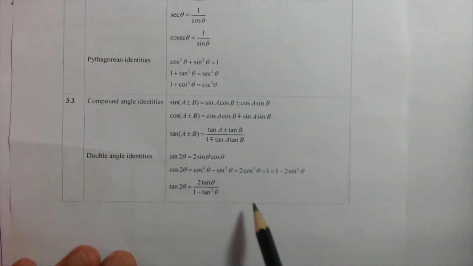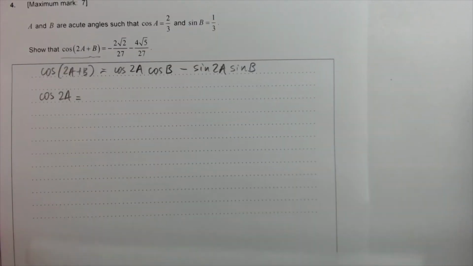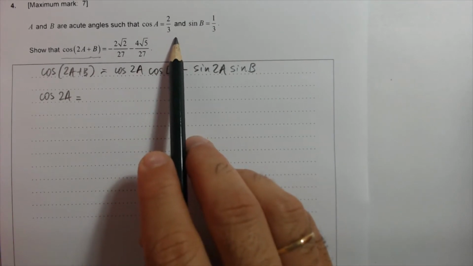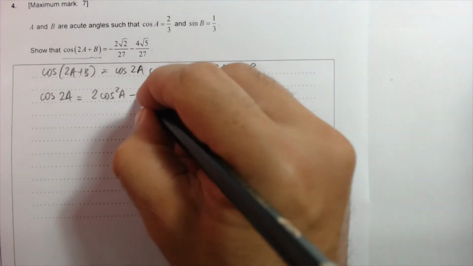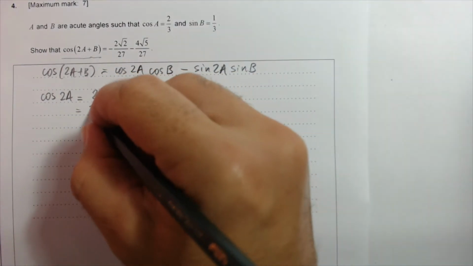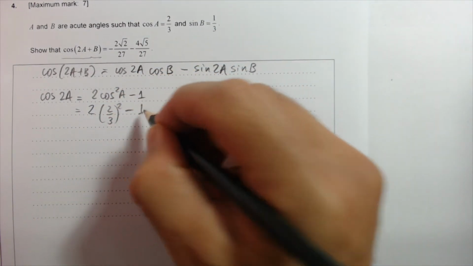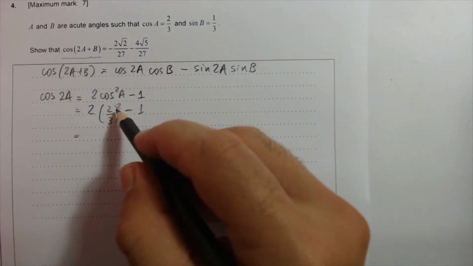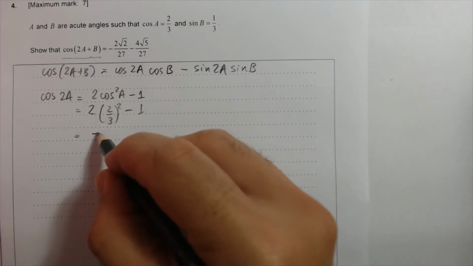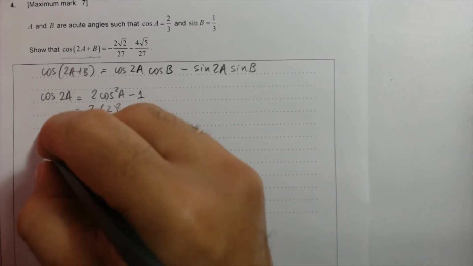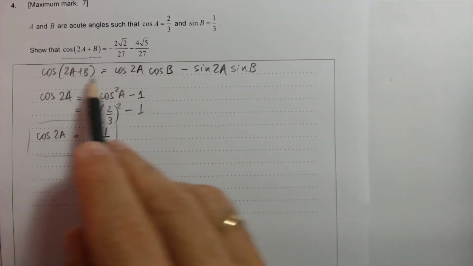Cos 2A, there are 3 ways to find. In this case, we're going to use this one because we have the value of cos A. Then cos 2A is 2cos²A − 1, which in this case is 2 times (2/3) squared minus 1. 2 times 4 over 9 is 8 over 9, 8 over 9 minus 1 is minus 1 over 9. This is the value of cos 2A. We're going to need this to substitute in this expression.